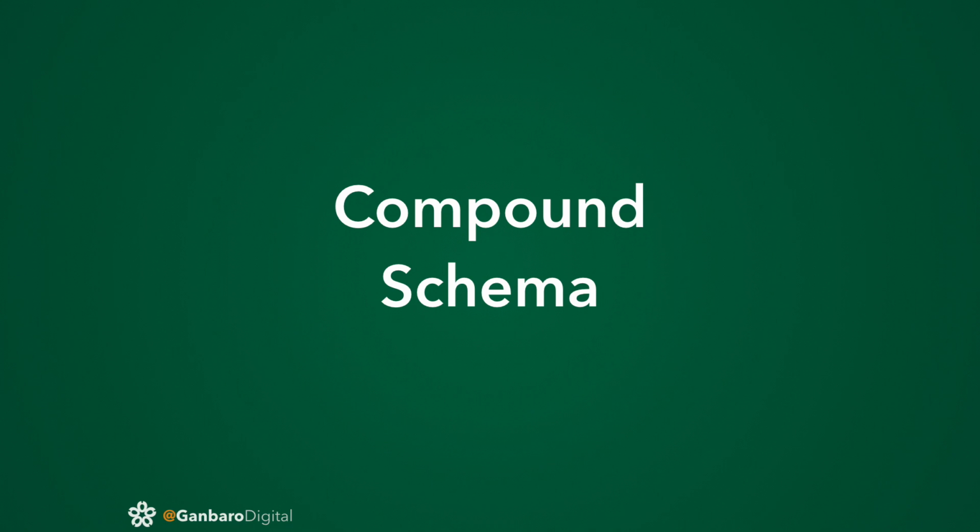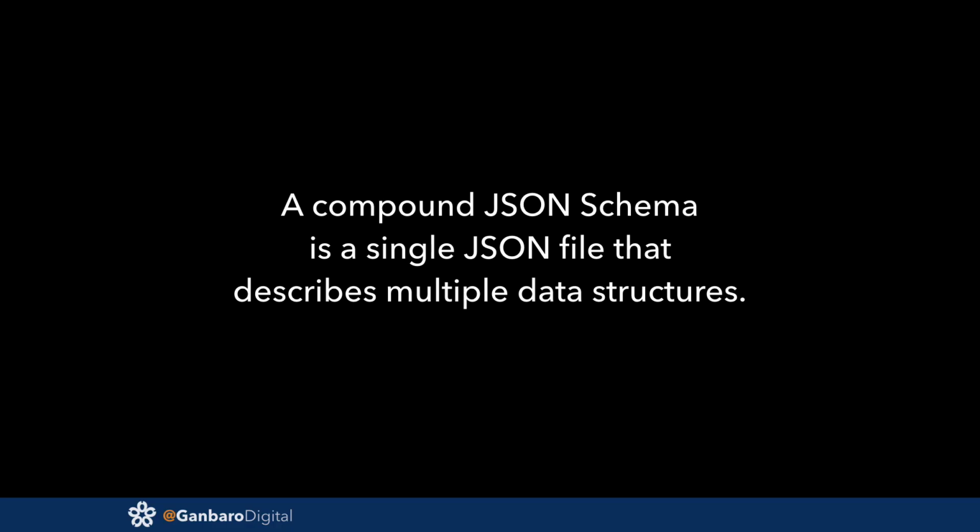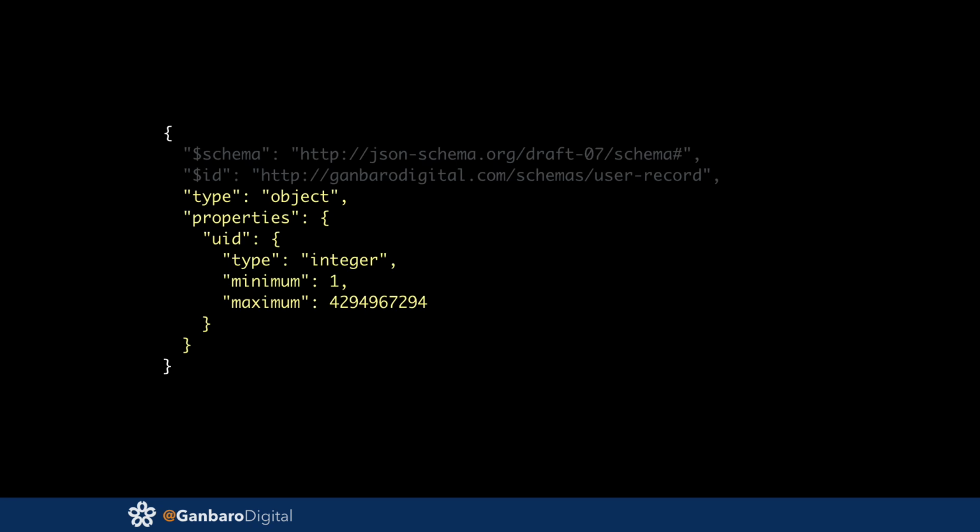There's probably an official term for this. I think they just call it a schema, but I'm going to call it a compound schema because it defines multiple data types inside a single file. So I like the word compound for that. And it's very easy to do. If we take our existing structure, where we've got our definition for our UID and the fact that we're working with an object, if you look at the details for that UID, I hope everyone can see that. That is actually a little JSON schema in its own right.